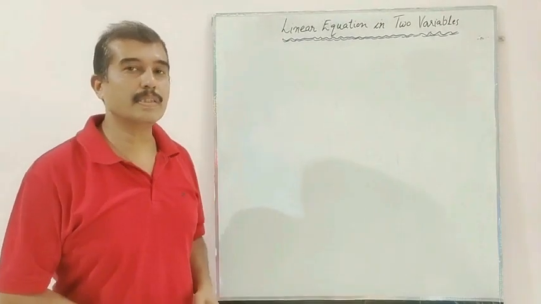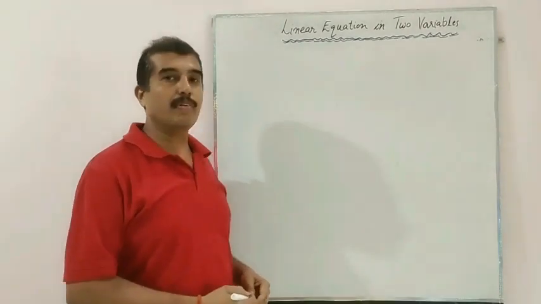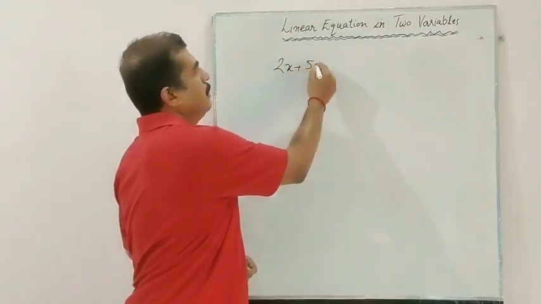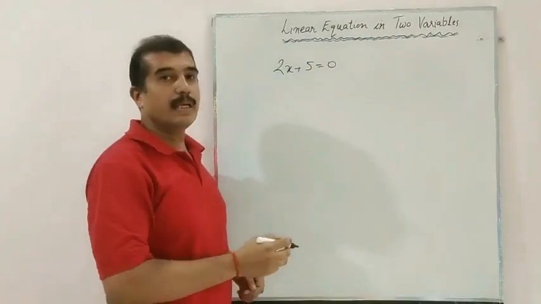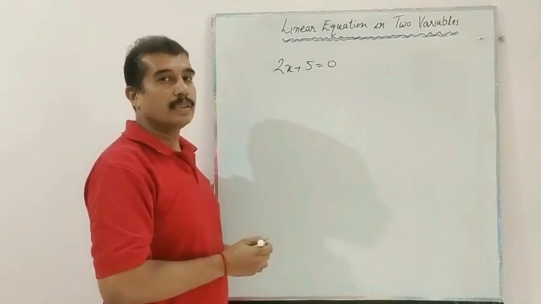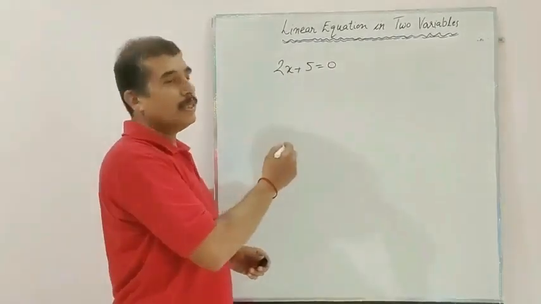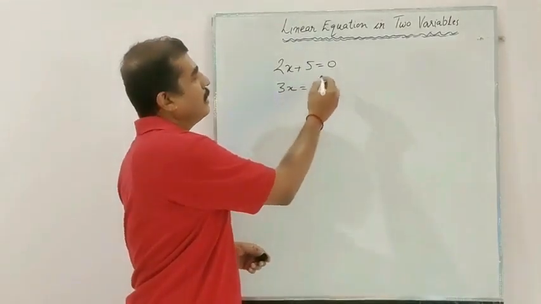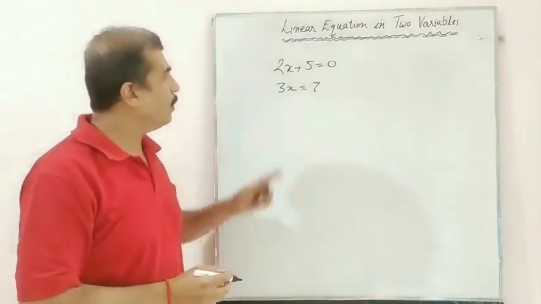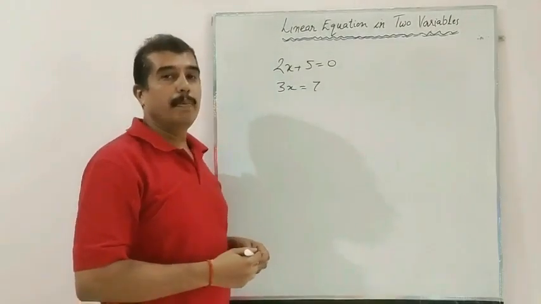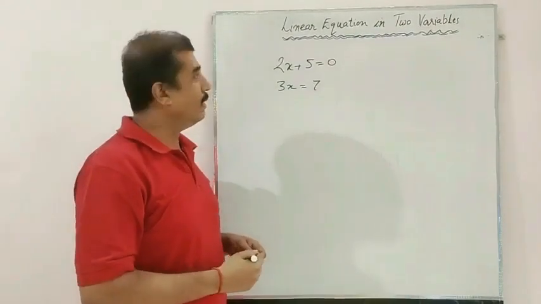In earlier classes, you all have studied linear equations in one variable. For example, 2x plus 5 is equal to 0. We can see that there is involvement of only x, which means there is a single variable. Another equation we can take is 3x is equal to 7. There is also involvement of one variable. These kinds of equations we all studied previously in class 8.